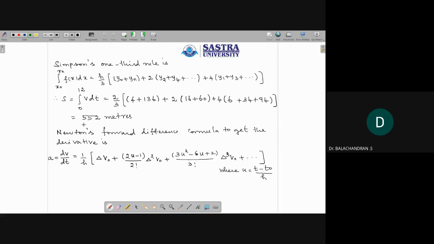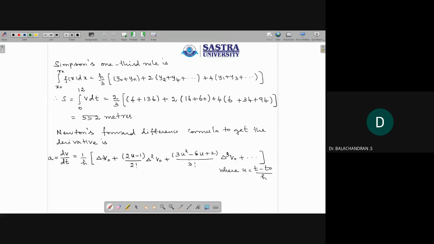So this you call C, you can simplify and get the answer. It's 552. So next one is Newton's, because we need to find the acceleration. Acceleration is dv by dt. So I am going to use Newton's forward difference formula to get the derivative. So a equal to dv by dt, that is equal to, using Newton's formula, 1 by h.